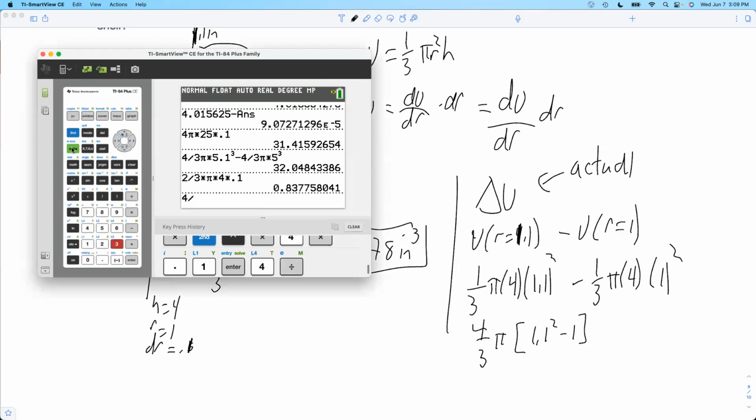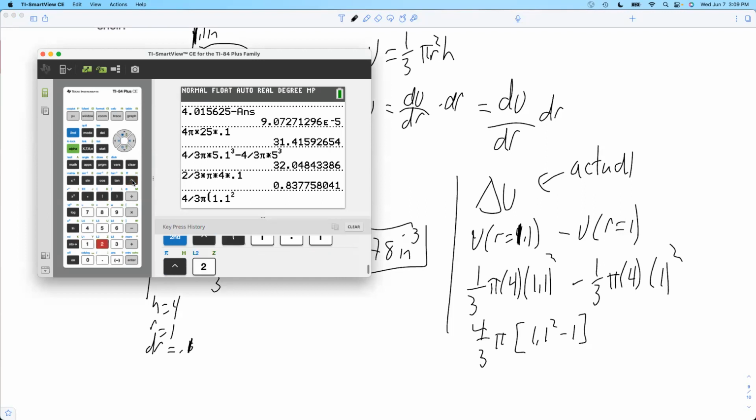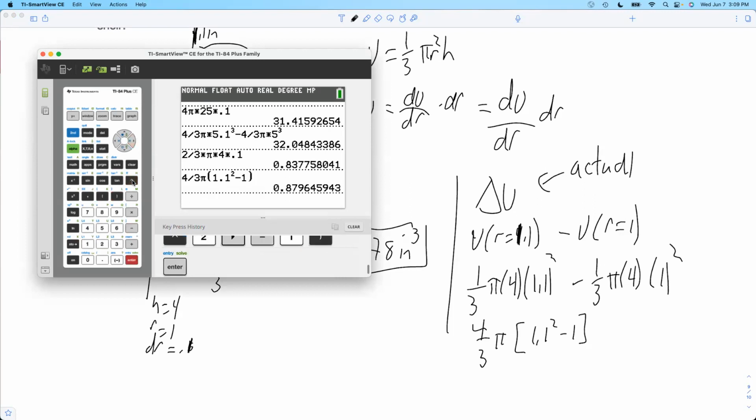So 4/3 pi times 1.1 squared minus 1. And so it's not the same answer. Using differentials, we just get an approximation, but it's a decent approximation. I would say that's not a great approximation there, but it's decent.